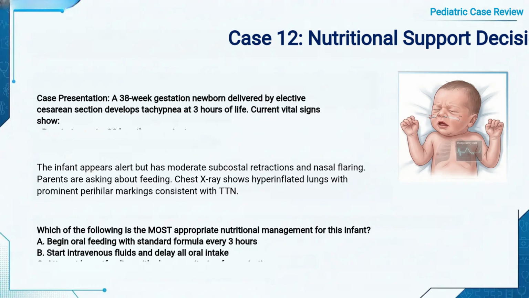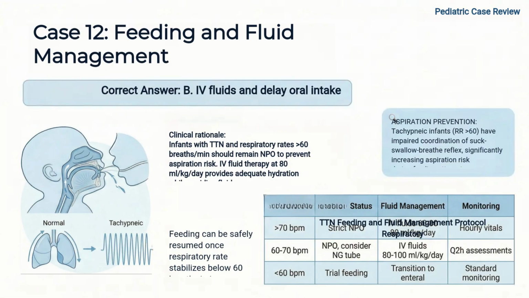Which of the following is the most appropriate nutritional management for this infant? Option A. Begin oral feeding with standard formula every 3 hours. Option B. Start intravenous fluids and delay all oral intake. Option C. Attempt breastfeeding with close monitoring for aspiration. Option D. Initiate nasogastric tube feeding with breast milk. The correct answer is option B. Start intravenous fluids and delay all oral intake.